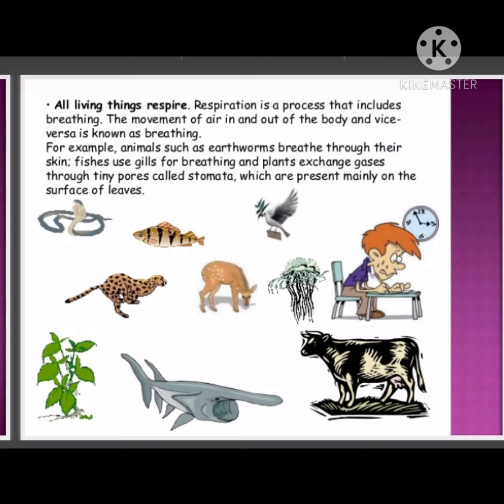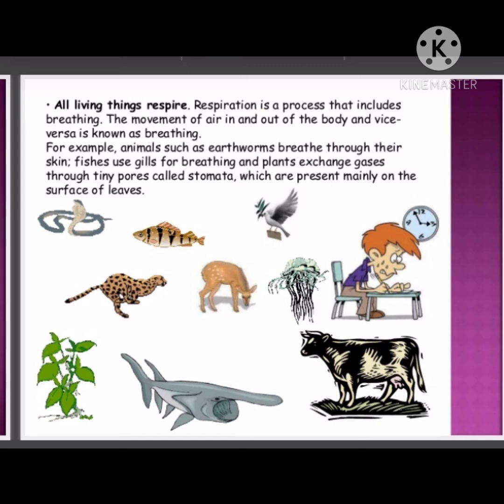So what are the products formed here? After respiration, energy is produced. Along with the energy, carbon dioxide is produced and water is also formed. Okay. So there are two types of respiration. One is aerobic respiration and the other one is anaerobic respiration.